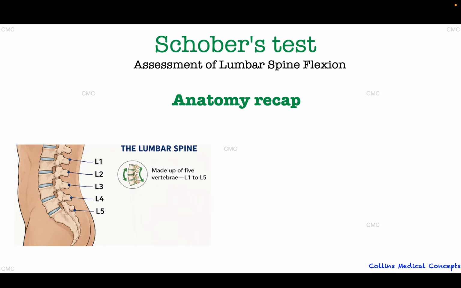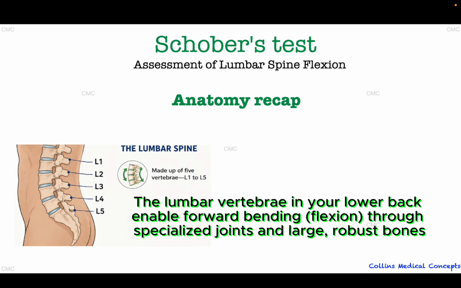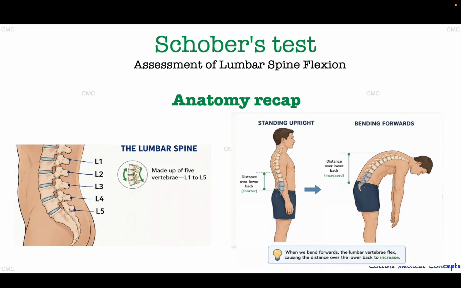The lumbar spine is made up of 5 vertebrae, L1 to L5, which provides flexibility while supporting much of the body's weight. When we bend forwards, the lumbar vertebrae flex, causing the distance over the lower back to increase. Schober's test simply measures this increase. If the distance expands less than expected when the patient flexes, this can suggest that there is reduced lumbar spine mobility, or in other words, stiffness.